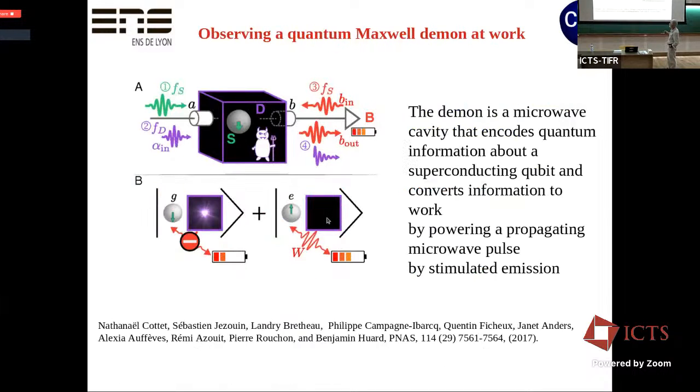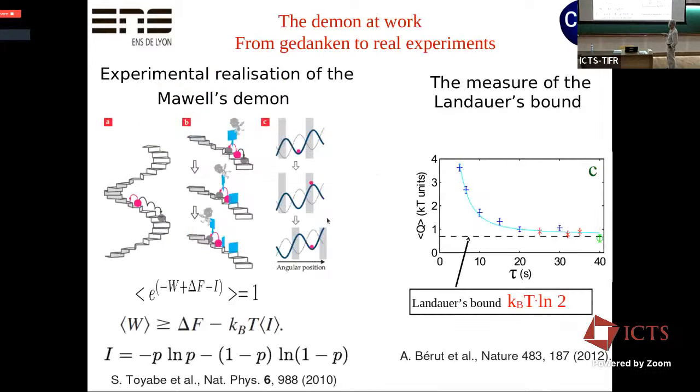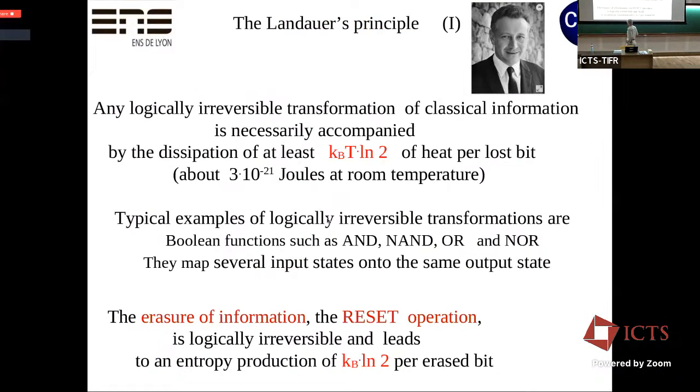Then there is other work on quantum systems, so I will skip all of this and go back to this slide, okay? So now let me discuss the Landauer principle. What the Landauer principle says is that any logically irreversible transformation of classical information is necessarily accompanied by the dissipation of at least kBT log 2 of heat per lost bit, okay?